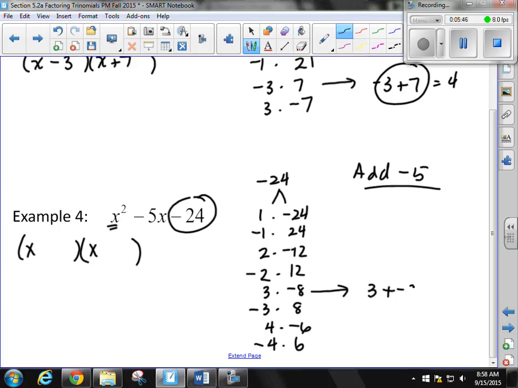3 plus negative 8 is negative 5. So what I put in parentheses is a positive 3 and a negative 5. And now my polynomial is completely factored.